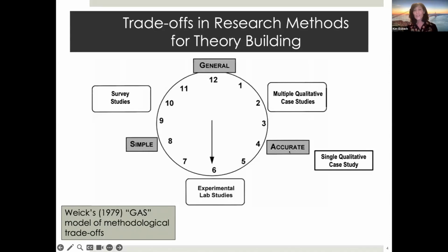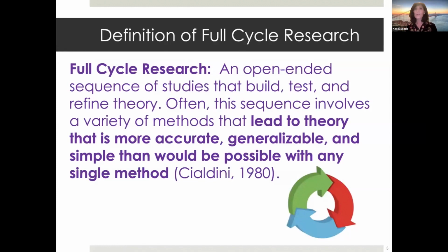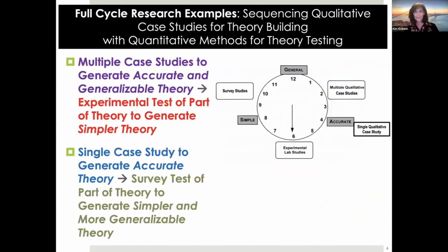To manage these trade-offs, I'm going to propose that we use something called full cycle research. That's been defined by Robert Cialdini way back in 1980. And full cycle research is an open-ended sequence of studies that build, test, and refine theory, and often the sequence involves a variety of methods, which will then lead to theory that's more accurate, generalizable, or simple than would be possible with any single method.